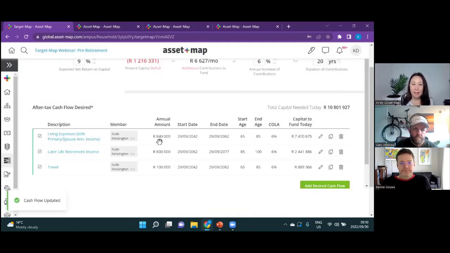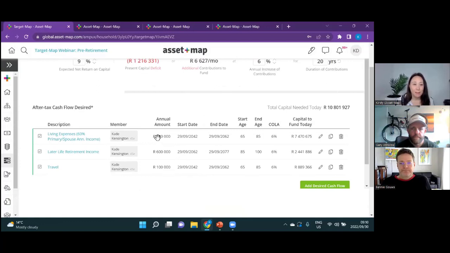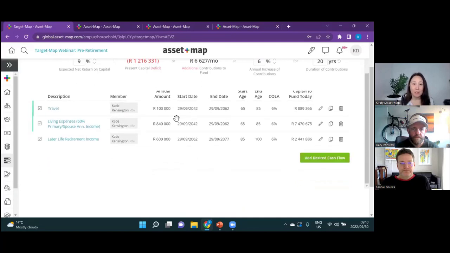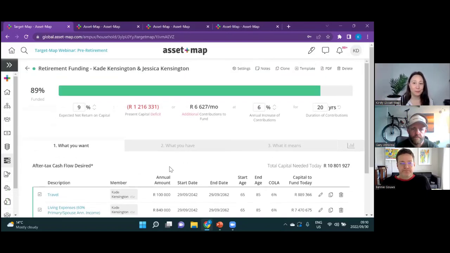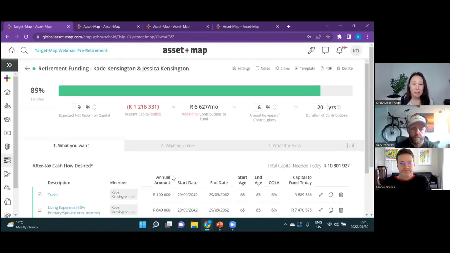So you can see here now, I've staggered it. I've said 840 until age 85 and thereafter 600,000. You can also rearrange these items. So now it turned out to be in the order I wanted, but let's say I wanted to put travel right at the top. I can drag it and reorder it so that it's a seamless and easy conversation to take the client through. Okay, so that's just some functionality in what you want to think about.